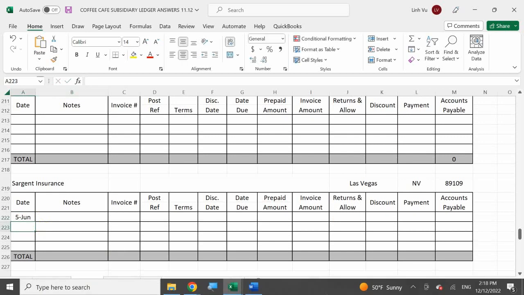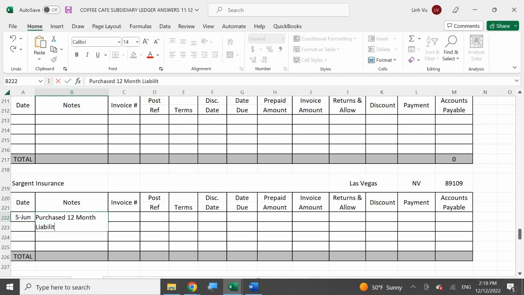Today is the 5th. What did you buy? 12-month liability insurance. So I'm going to put purchased 12 months liability insurance, which costs you $195.83 per month. Okay.